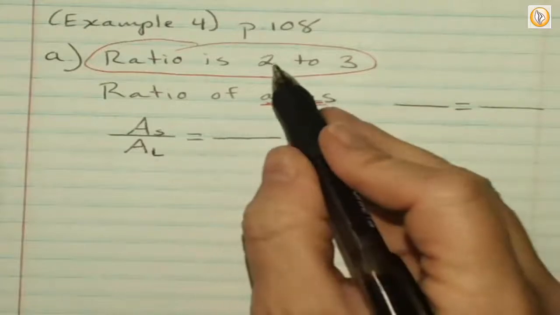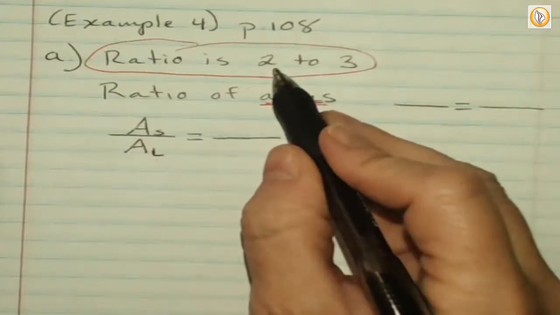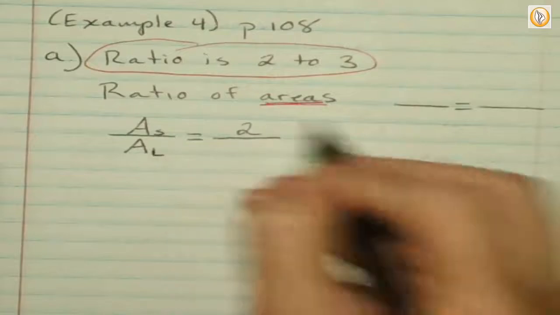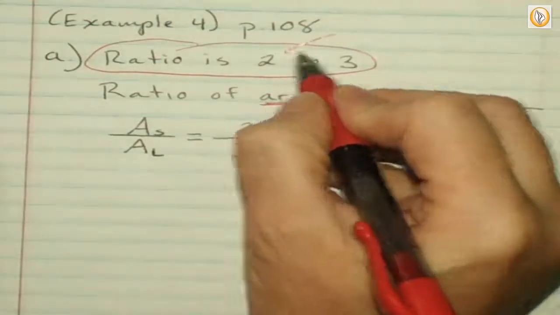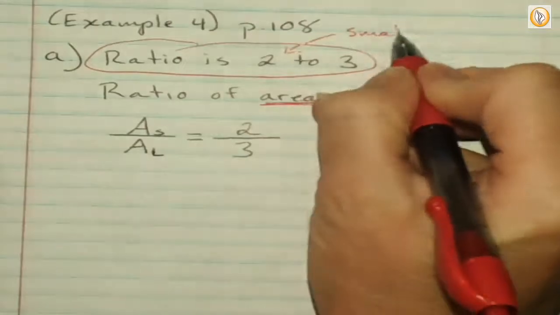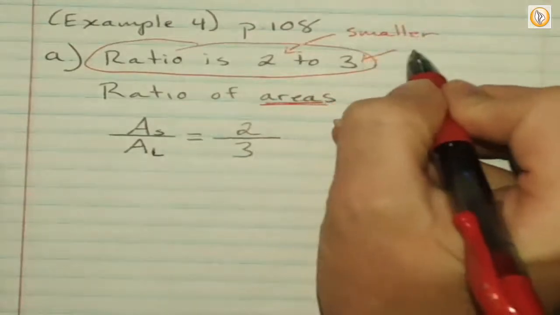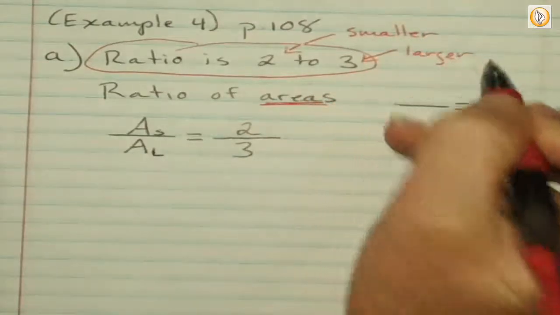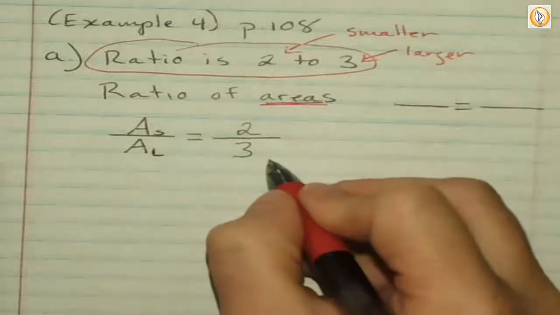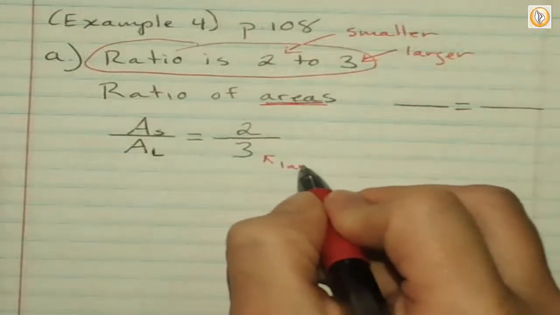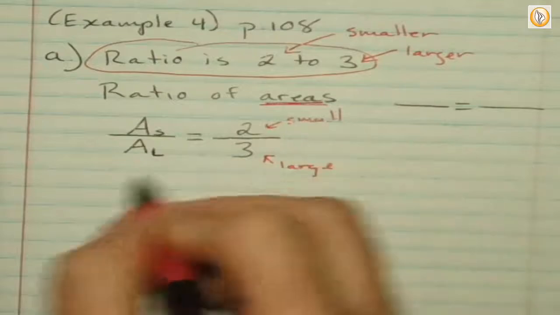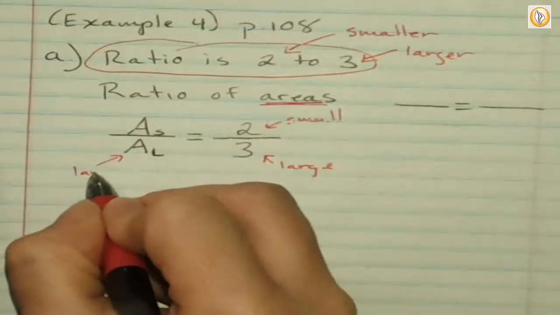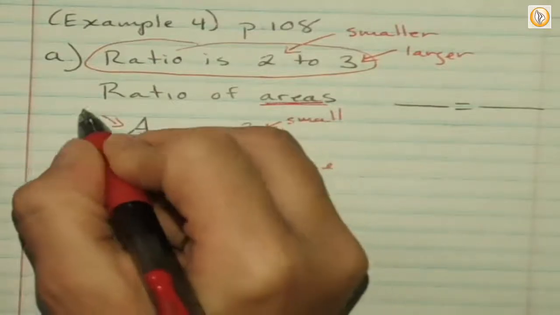So where do you think the 2 is going to go? The top. And then 3 goes on the bottom, because this is going to be your smaller and this is going to be your larger. So that's why I have 3 on the bottom. This is your large, and it doesn't matter, you can switch them if you want.